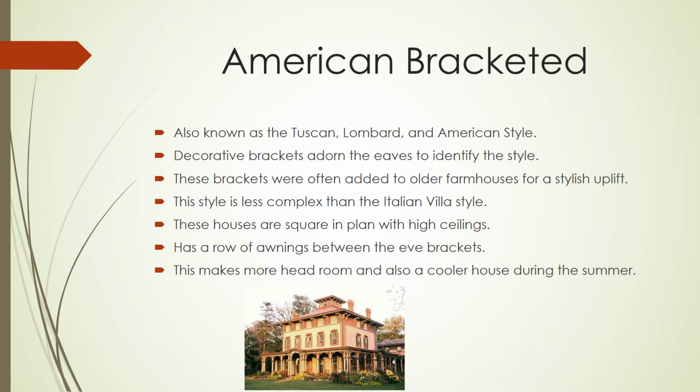These houses are square in plan with high ceilings. This has a row of awnings between the eave brackets. This allows for more headroom and also a cooler house during the summer.